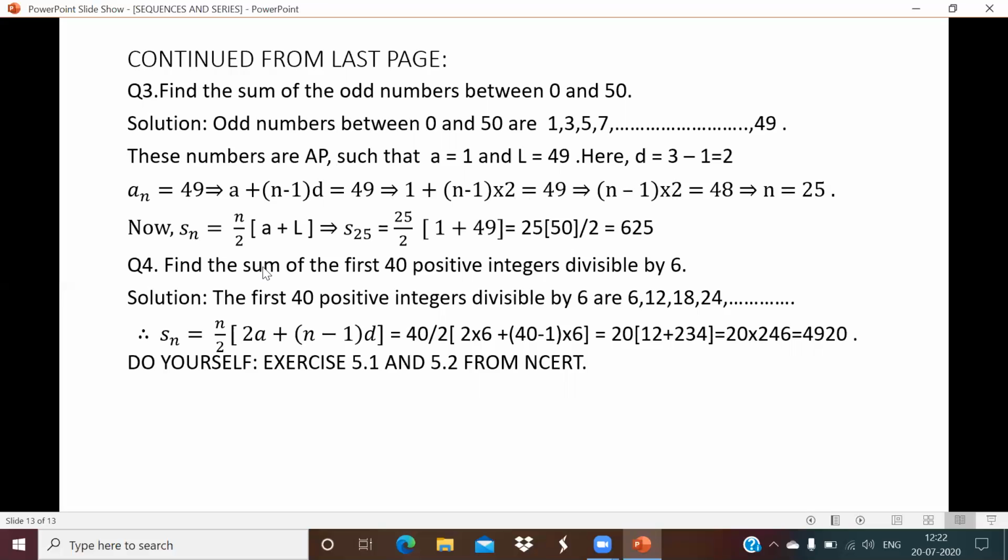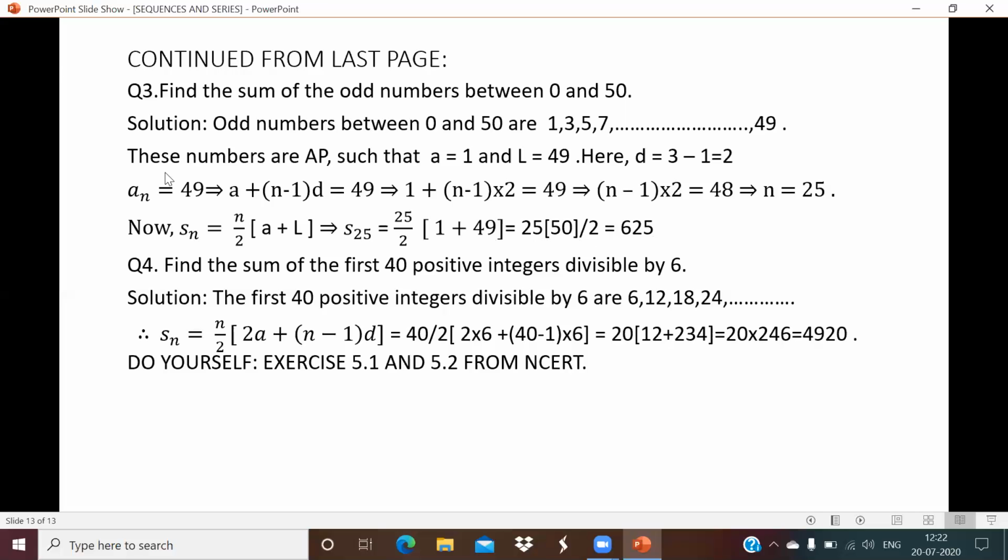Sn equal to n by 2 into a plus l. Why are we applying this formula? Because we have the last term, and n is 25, a is the first term, that is 1, and l is the last term, that is 49. 49 plus 1 is 50. And 25 into 50 divided by 2 will become 625, which is the sum of all these terms. So this is the shortest way to find the sum of all these kinds of terms in which they have some relation, that is arithmetic progression.